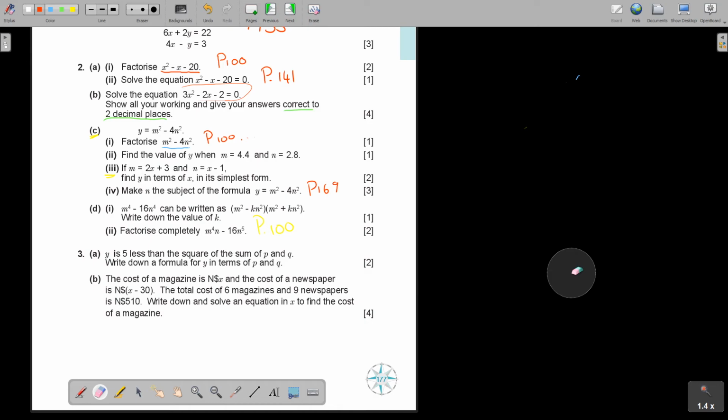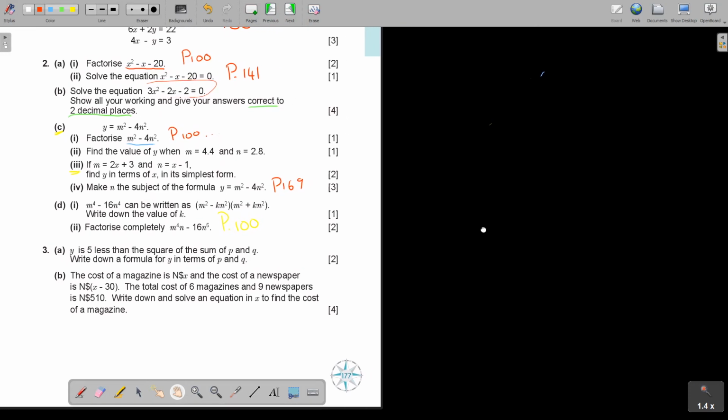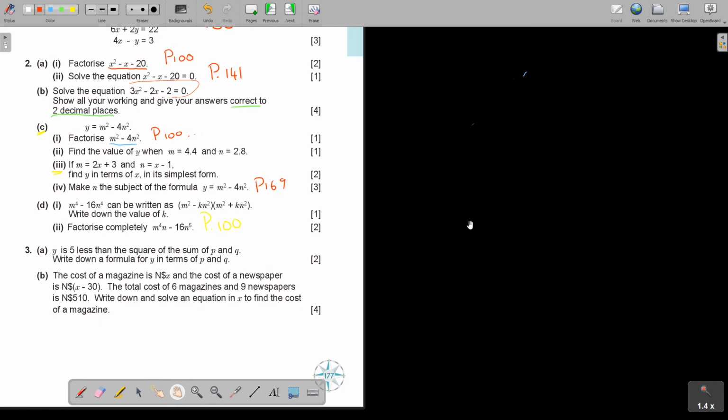Okay. Nice practical ones, but please, they're not going to ask you so difficult, and just try. It's not really that difficult, the practical. I'm going to underline a few things, and that usually helps you if you must write the equations down. So let's start with number 3a. Y is 5 less than the square of the sum of P and Q. Square of the sum of P and Q.